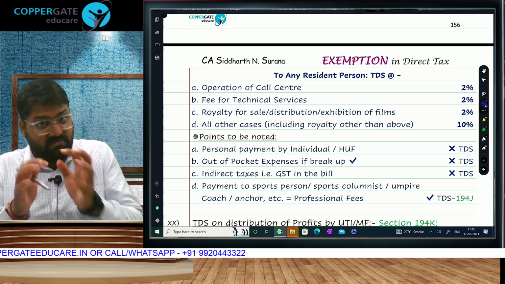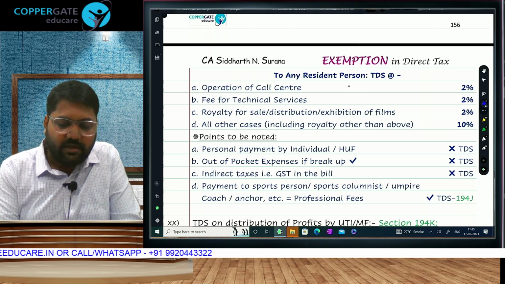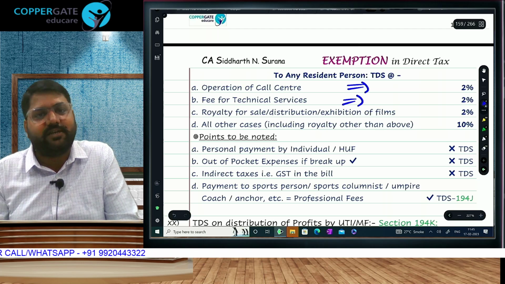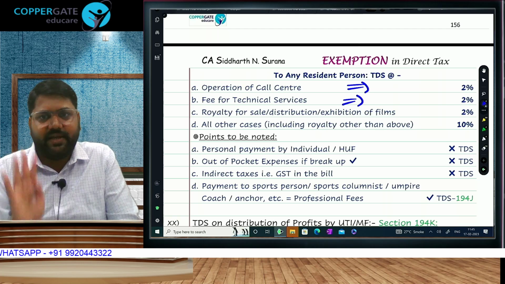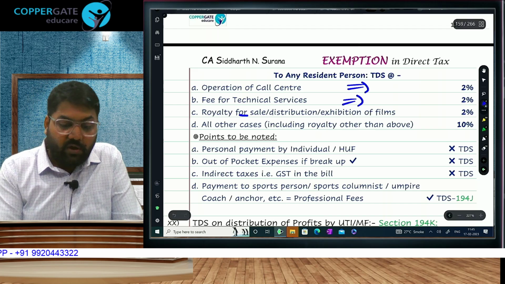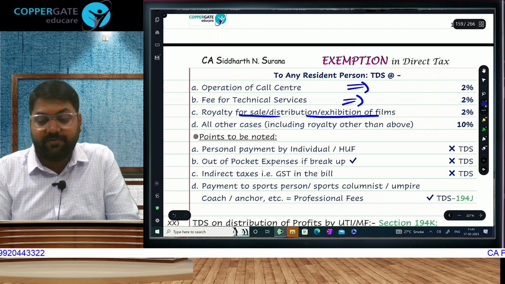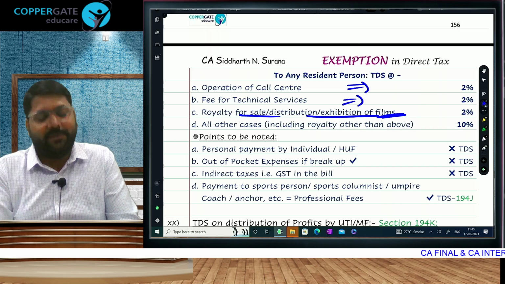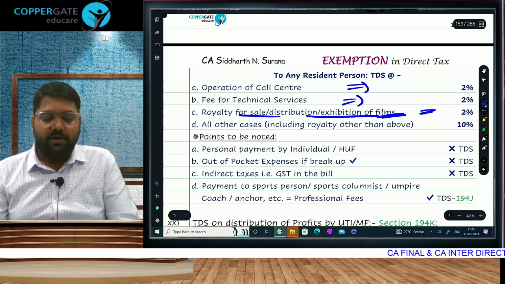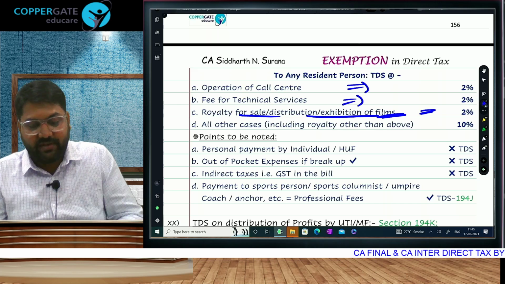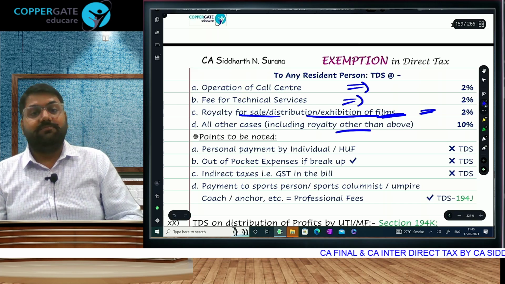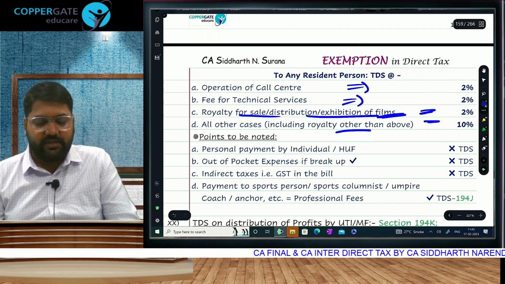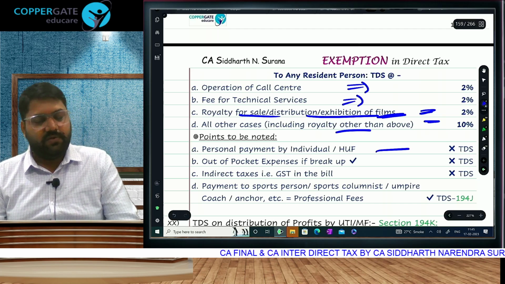Historically it was only 10%, but the government has made a lot of changes. For operation of call center it will be 2%. FTS, everything, actually call center is also FTS only, but now all FTS will go in 2%. If royalty is for sale and distribution or exhibition of film, matlab films ka royalty, matlab TV channel paying to producer ya OTT platform paying to producer, that will be 2%. And all other cases, matlab professional fees, royalty other than films, non-compete fees, director sitting fees, they will all come here 10%. Personal payment by individual HUF, no TDS.